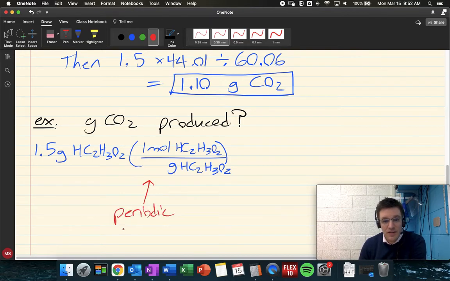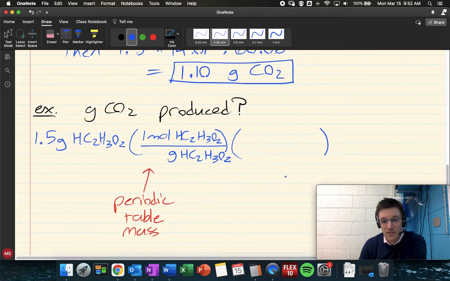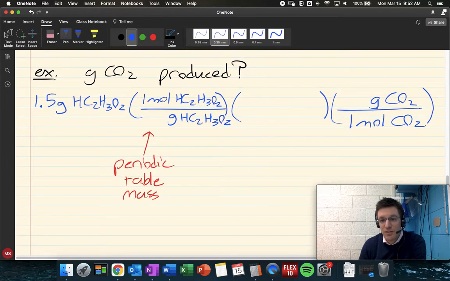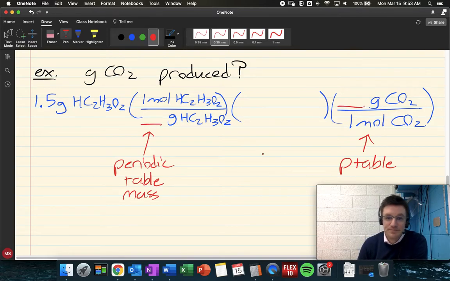Okay? So if you're doing these problems on your own, you need to go to the periodic table to get that mass. Then there's going to be the mole ratio in the middle. And then I'm going to skip over that for right now, and I'm going to just write down the conversion factor for CO2. And again, this conversion factor is saying how many grams of CO2 are there in 1 mole. Whenever you need to know how many grams there are in a mole, you go to the periodic table. Okay, so those two numbers come from the periodic table.